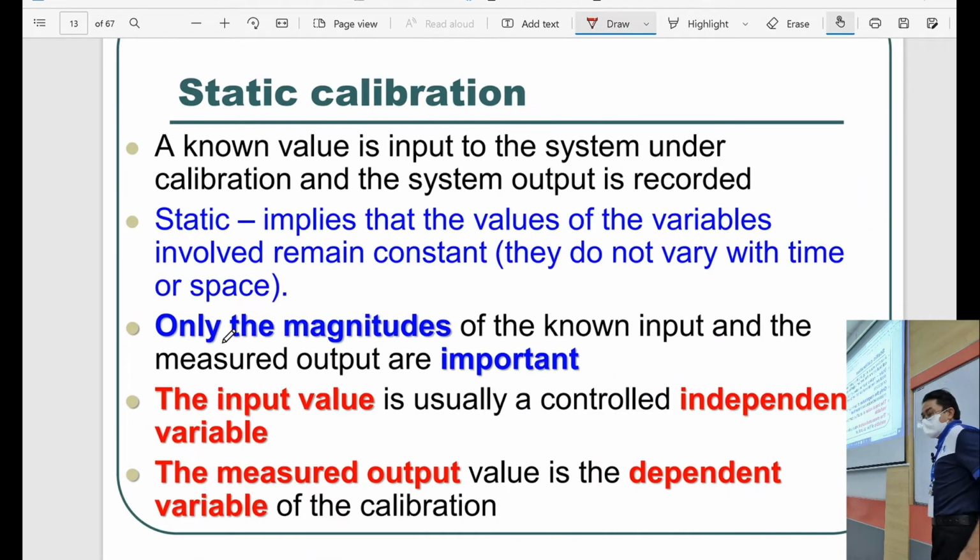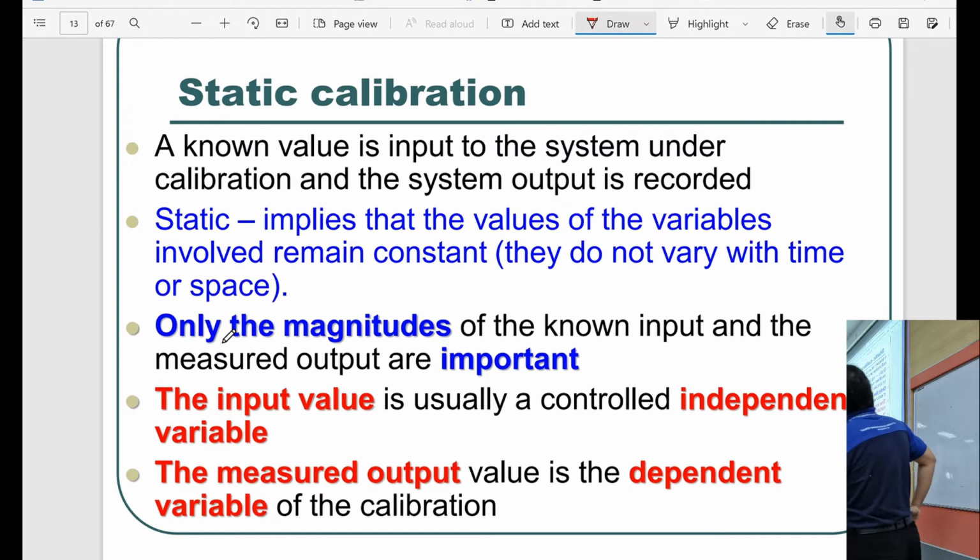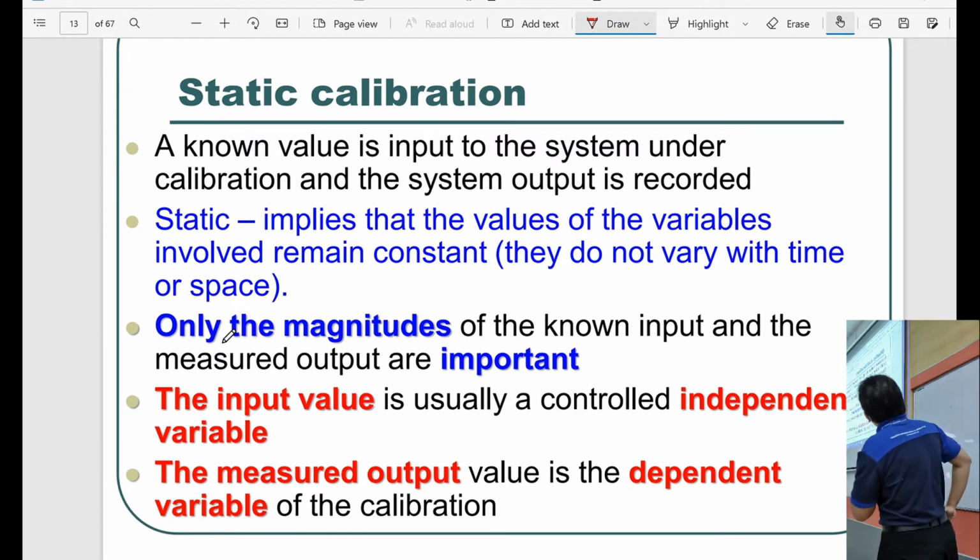Alright, so we have two kinds of calibrations. Sorry, because this is actually just all terminologies. After this we have some calculations, and for that we use statistics. But before we move to that, we need to know static calibration and dynamic calibration. Static calibration only depends on the magnitude. Okay, magnitude only.